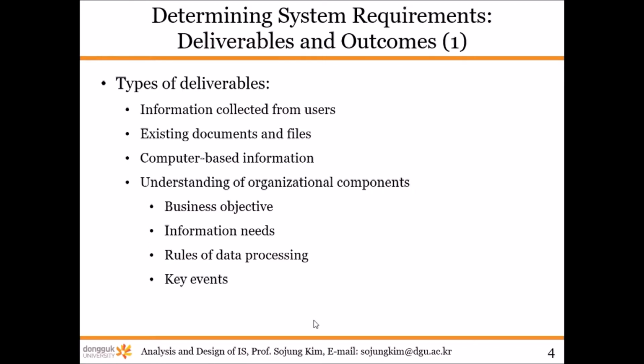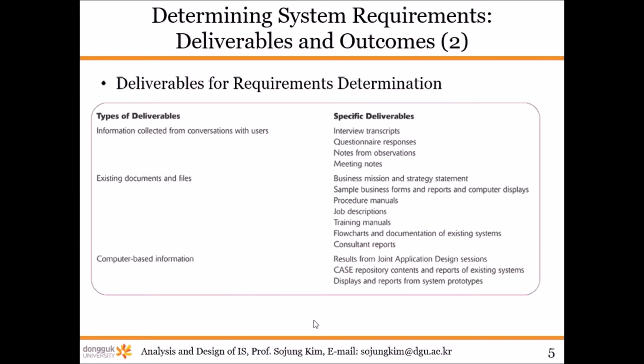And then the types of deliverables are like this. Information collected from users, existing documents and files, computer-based information, understanding of organizational components. So business object, information need, rules of data processing, key event. Okay, there are multiple deliverables for requirements determination. So let's look at the types of deliverables using this table.